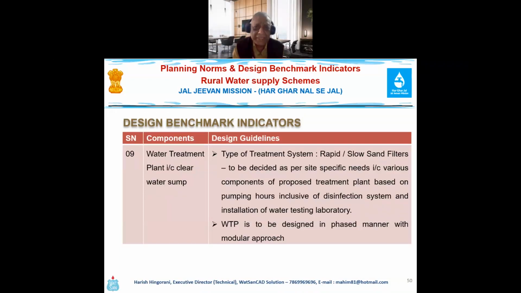For water treatment, rapid or slow sand filter as per the cited decision. Accordingly, all the treatment systems are to be proposed. Further, if you have seen the planning and design, the WTP is to be designed in a phased manner with a modular approach. You can go for the civil work for 30 years, but electromechanical works can be designed for 15 years.